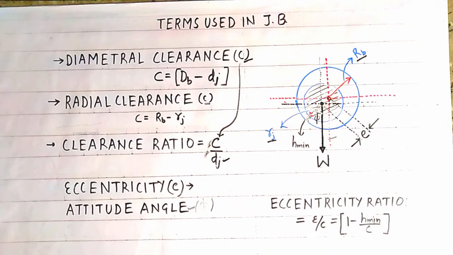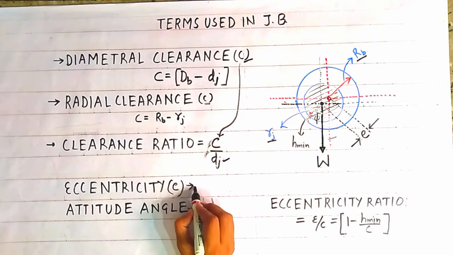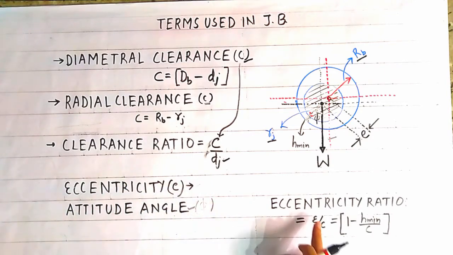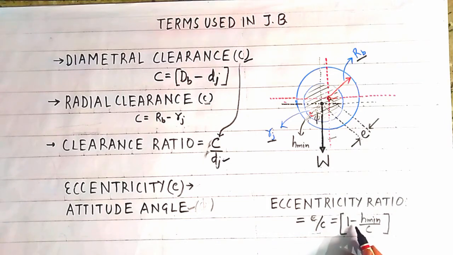Next thing is the eccentricity ratio. The eccentricity ratio is the ratio of the eccentricity, which I have already discussed and am denoting by e, divided by c, that is, the radial clearance. So the eccentricity divided by the radial clearance c is equal to the eccentricity ratio, which is equal to 1 minus the minimum fluid film thickness divided by c.